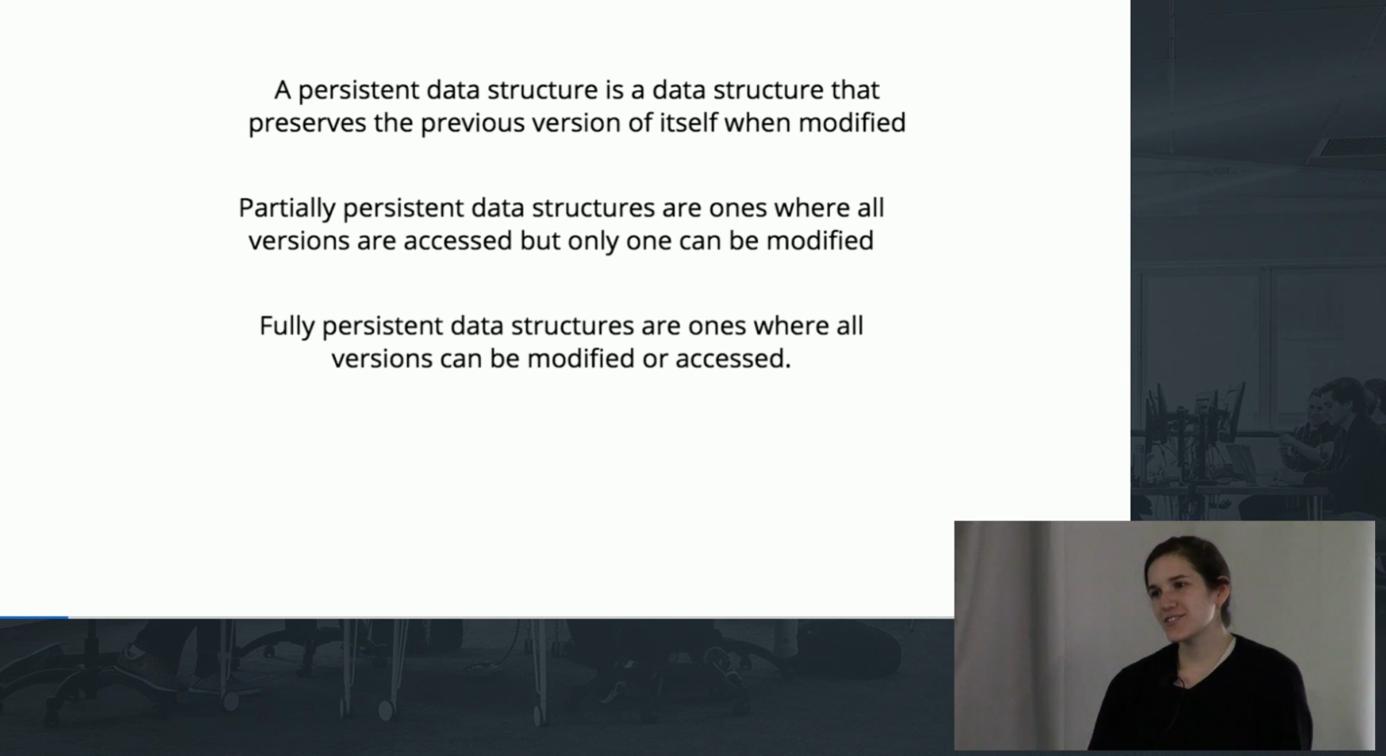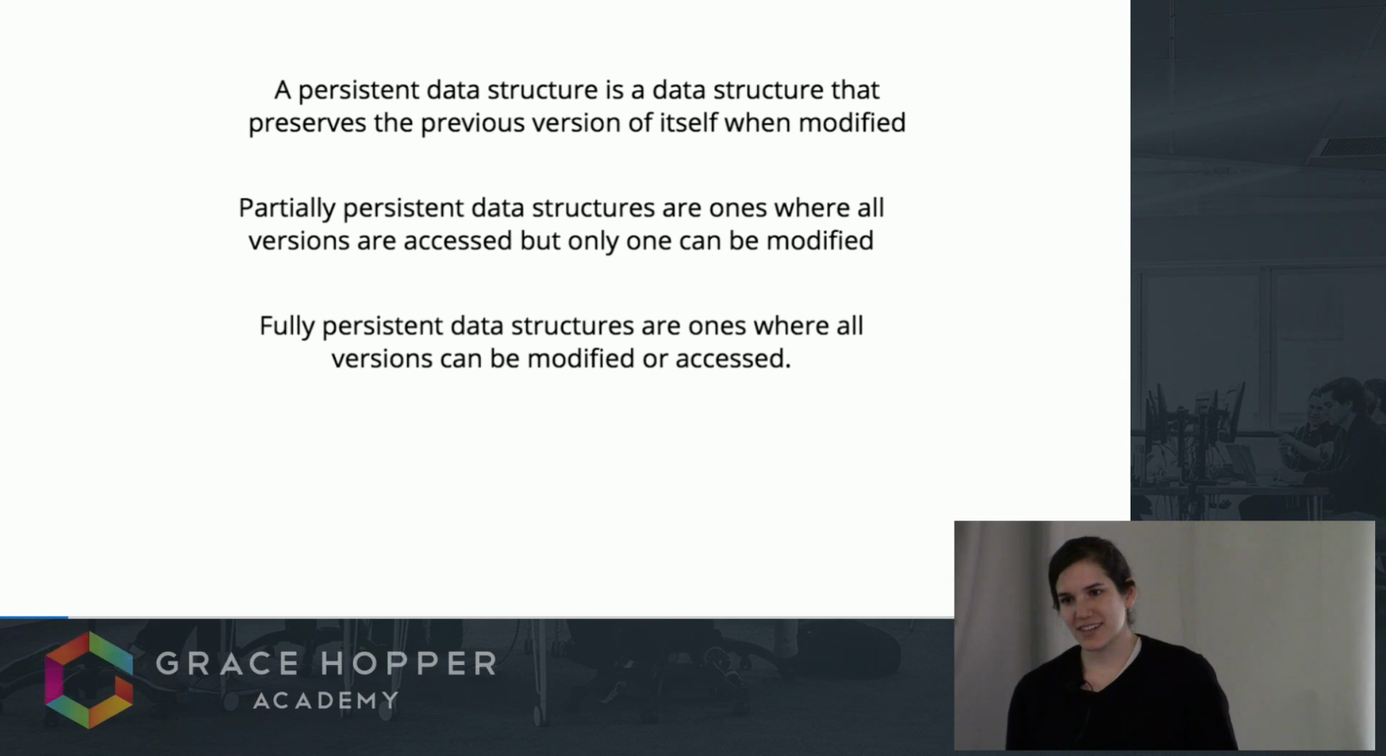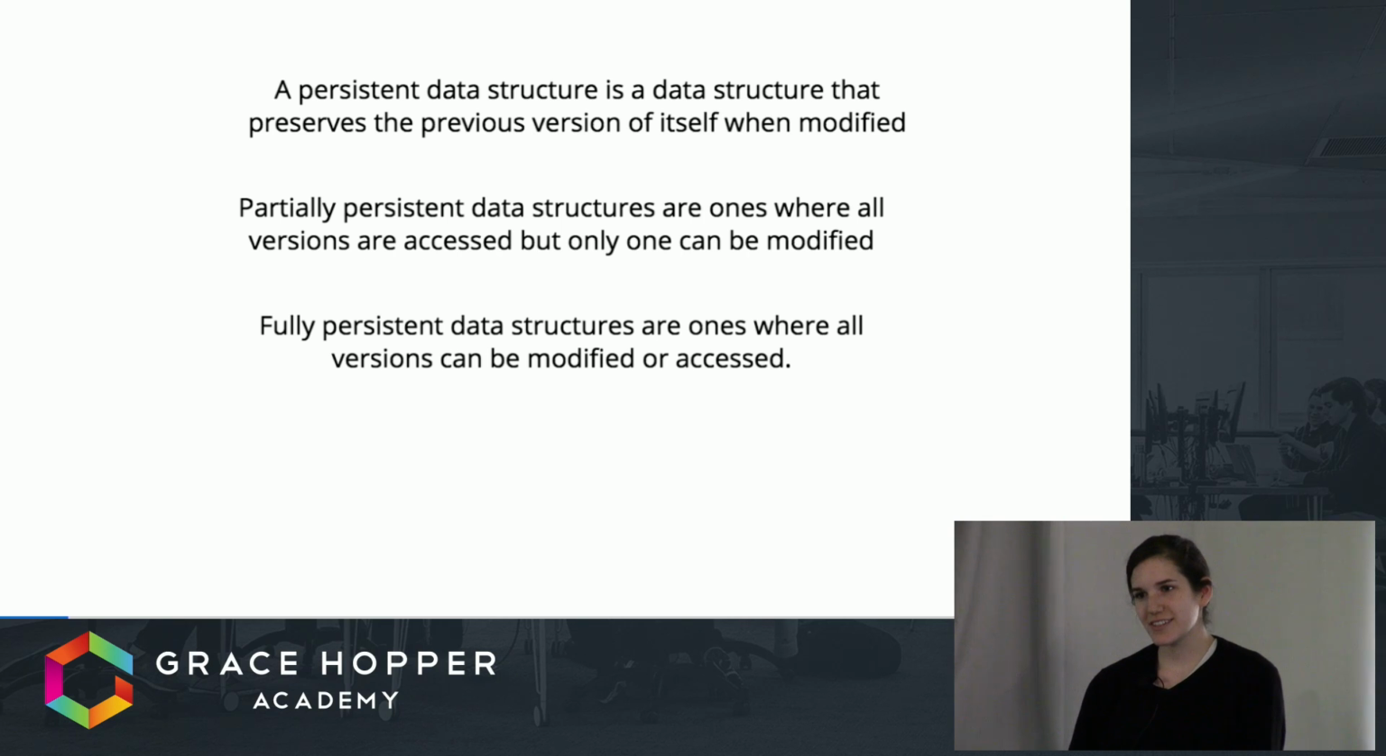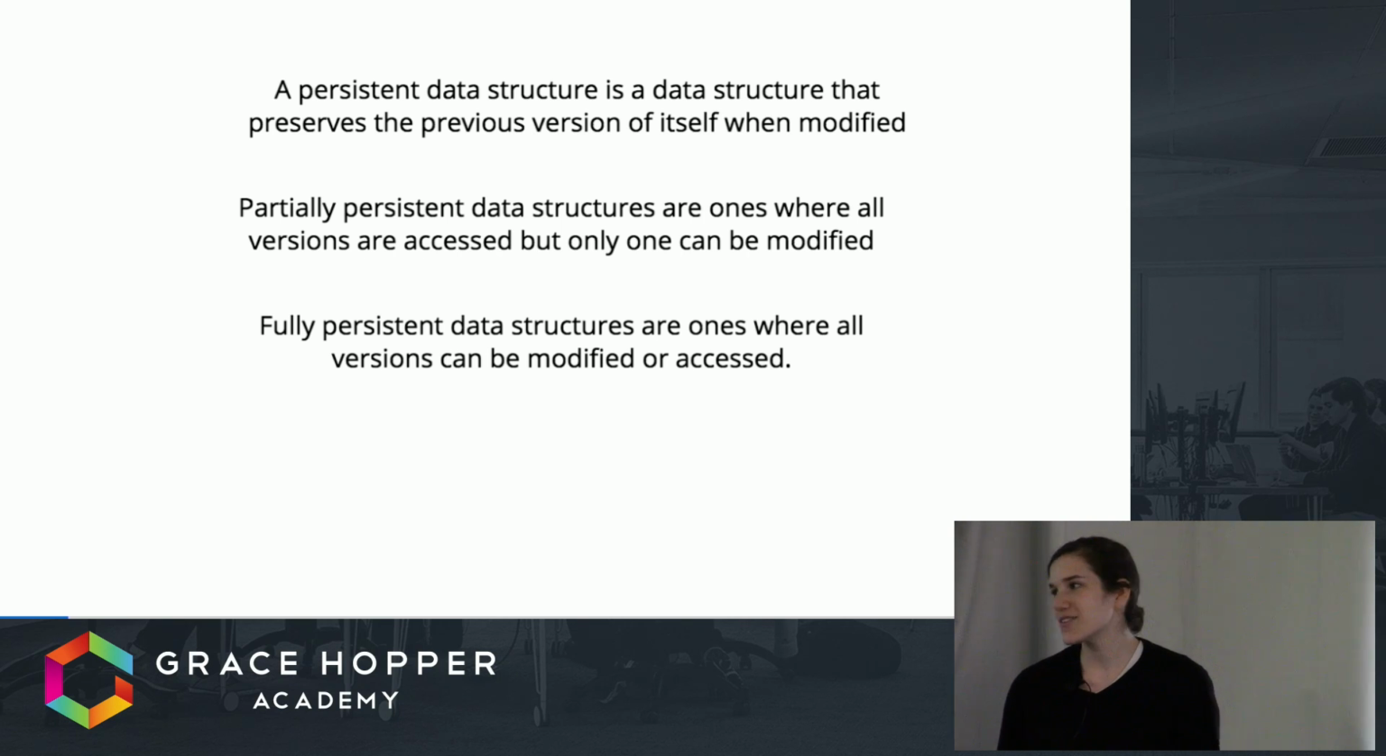So we are used to ephemeral data structures. They are passed by reference and you can only hold them in one space in memory. When you modify the data structure, it destroys the old version. A persistent data structure, on the other hand, makes copies of your old versions and preserves the previous versions of itself when modified. There are two main types.